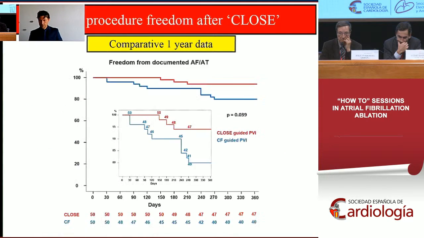Follow-up at 12 months. Here you see the follow-up of 12 months. It's 94% in red being the close protocol, and it's 80% in the contact force guided group. Patients received a Holter at 1 month, 3 months, 6 months, and 12 months.